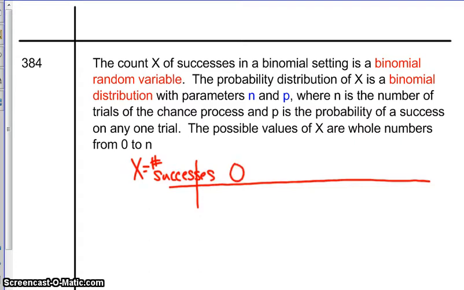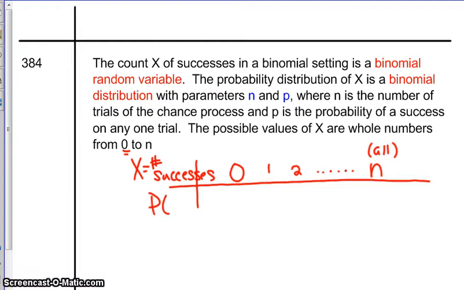Okay. I could have no successes, so that's why we're going to start with 0. I could have 1 success. I could have 2 successes, all the way up to n. This means every trial was a success. So in the idea of the ESP, all 50 of my guesses were correct.